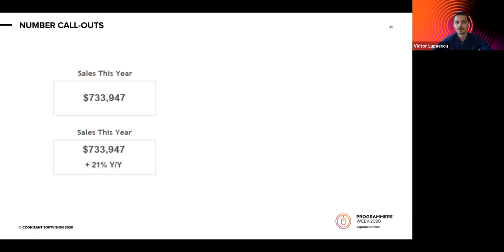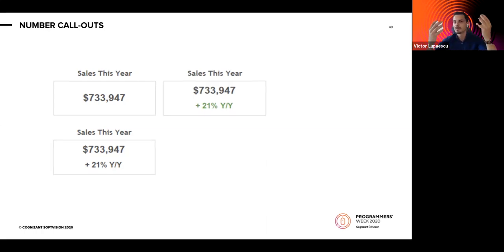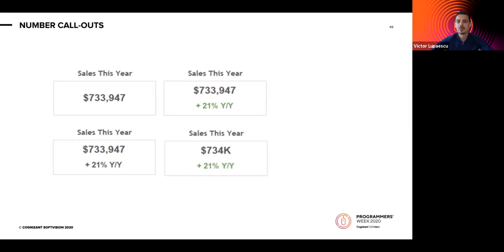This is great. I'm on the right track. Another thing that you might want to do is somehow encode the positive and negative values, so I can easily be triggered and not have to read the entire screen, and round the data if it makes sense, right? I don't care if it's 947 here, I can just read 734,000, that's my number. It can be used in combination with sparklines, as you can see here on the right.